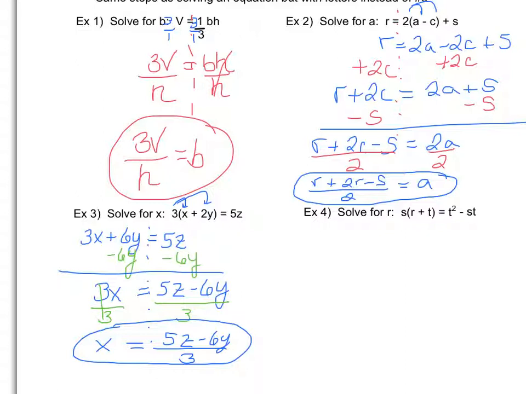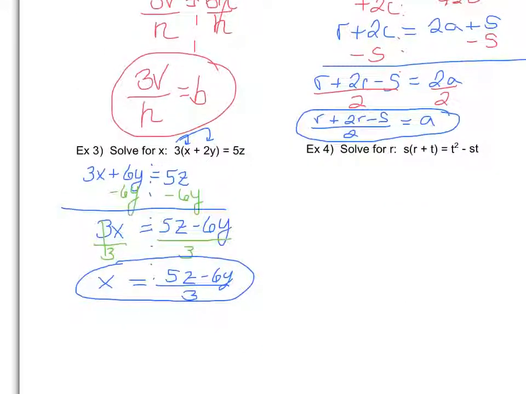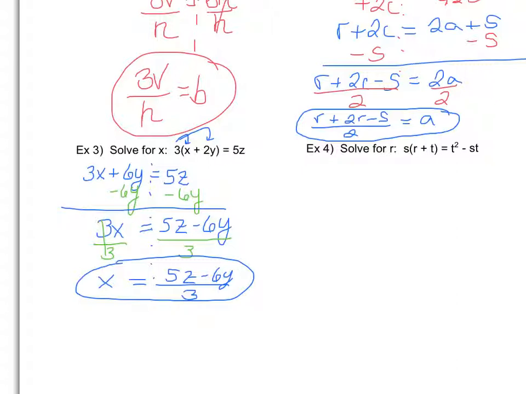Looking at one more example, example 4, again, great one for you to pause and try on your own. All right, let's go through 4 now that you've had a chance to hopefully try it. I'm going to start with distributing, so I'm going to distribute the s, and I'm going to get s times r is sr, s times t is plus st, and I'm going to just bring down everything else.